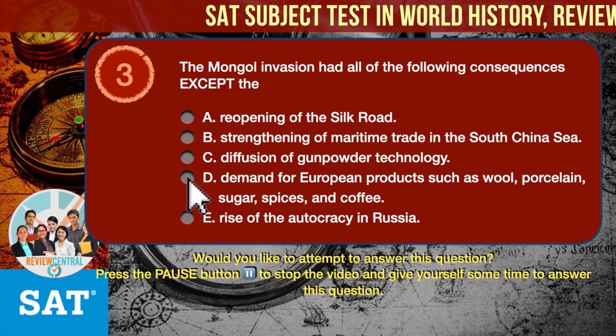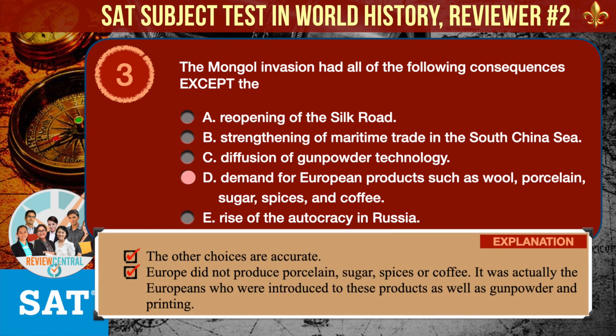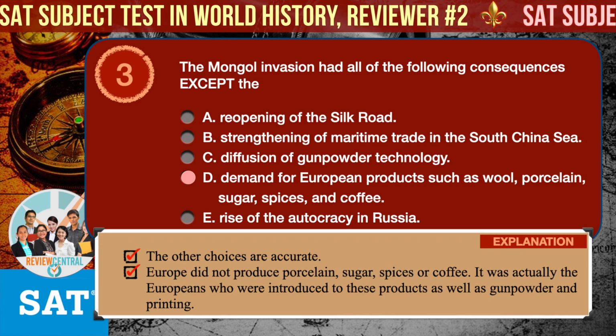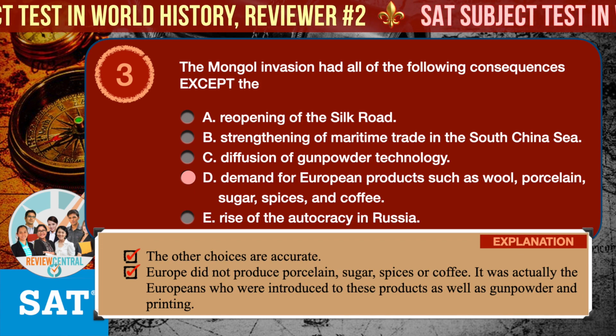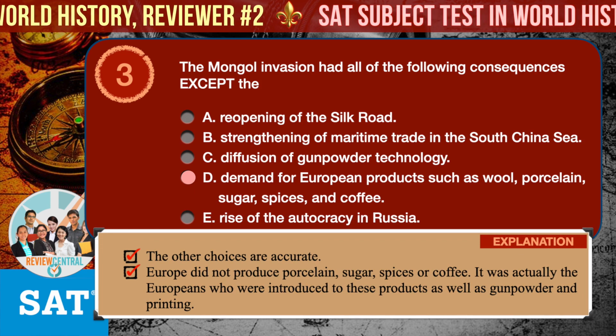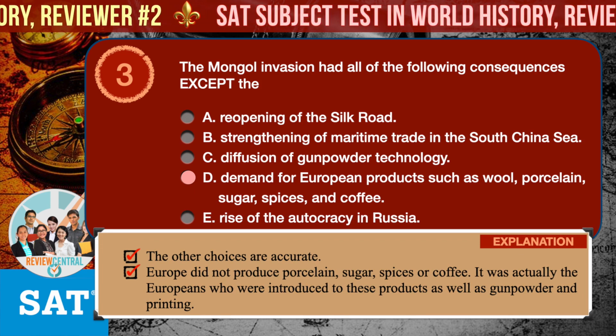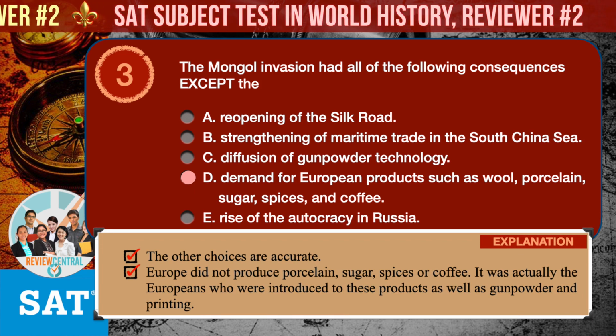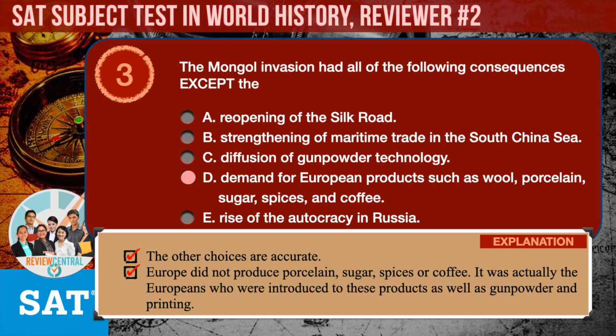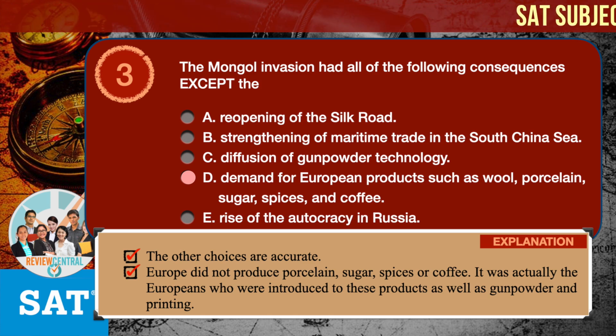The correct answer is D. At the time of the Mongol invasions, Europe did not produce porcelain, sugar, spices or coffee. Mongol conquests resulted in trade and communication across Eurasia. It was actually the Europeans who were introduced to these products as well as gunpowder and printing. The other choices are accurate.